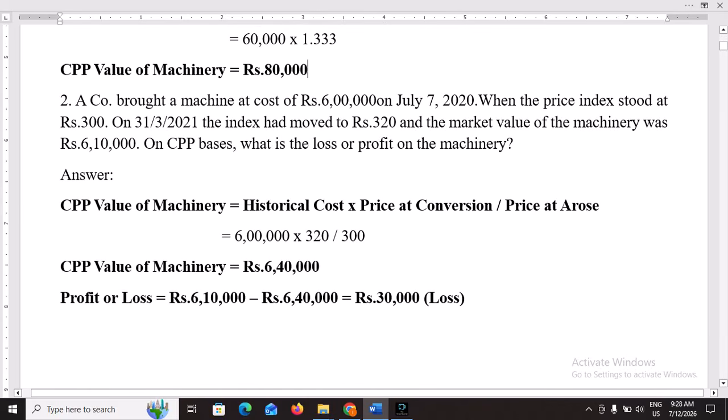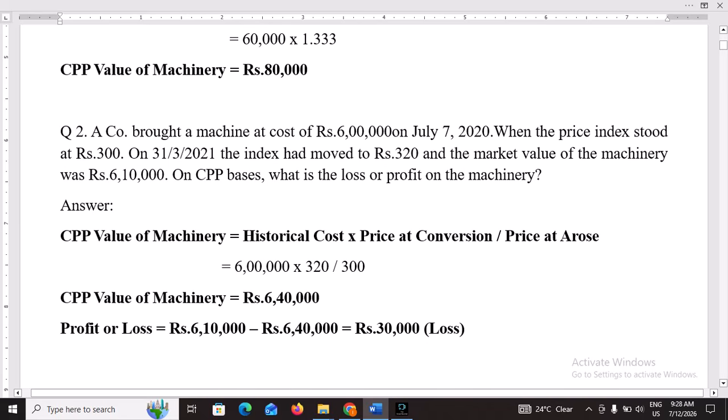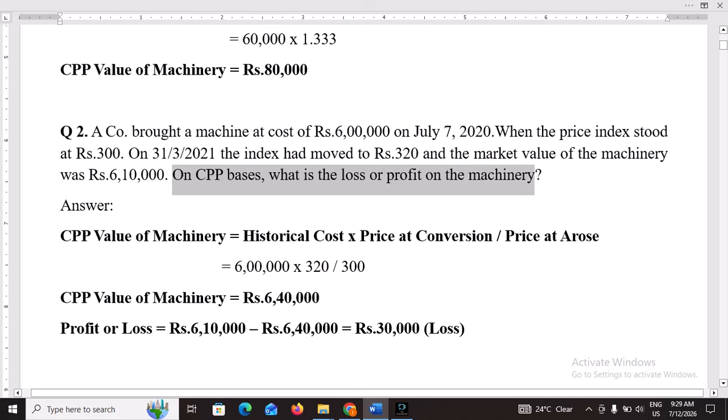Question number 2. A company bought a machine at a cost of rupees 6 lakh on July 7, 2020 when the price index stood at rupees 300. On 31/3/2021 the index had moved to rupees 320 and the market value of the machinery was rupees 6,10,000. On CPP basis, what is the loss or profit on the machinery?